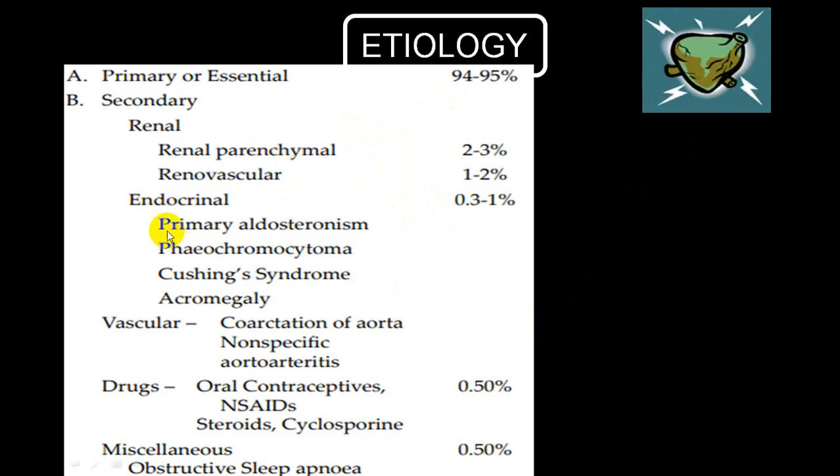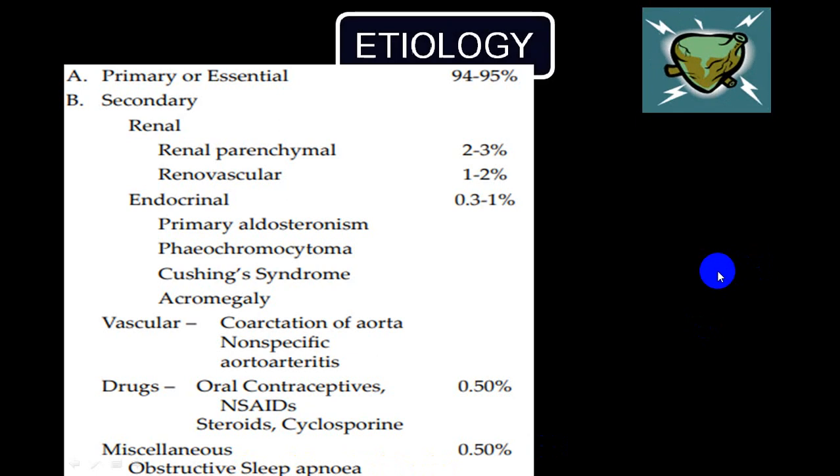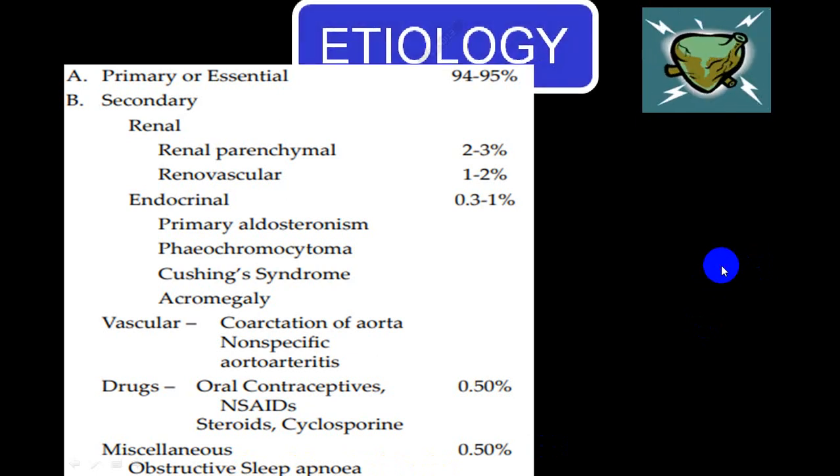Among endocrine causes, the most common are primary hyperaldosteronism, pheochromocytoma, and Cushing's. Very rarely, acromegaly. In vascular, coarctation of aorta, aortoarteritis, etc. Among drugs, NSAIDs, steroids, oral contraceptive pills, and once in a while cyclosporine. In miscellaneous, this is now coming up, and it is a very common cause, that is what we call obstructive sleep apnea. So these are the common conditions which can produce the secondary hypertension group.